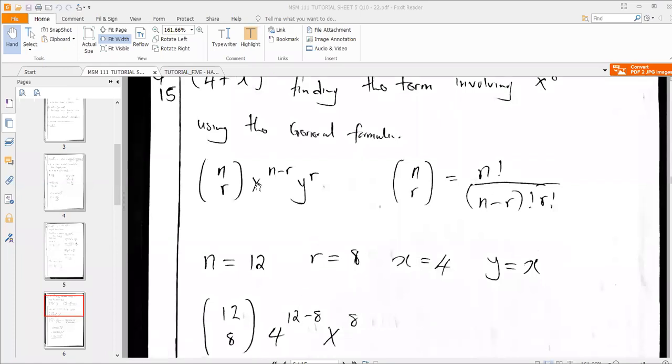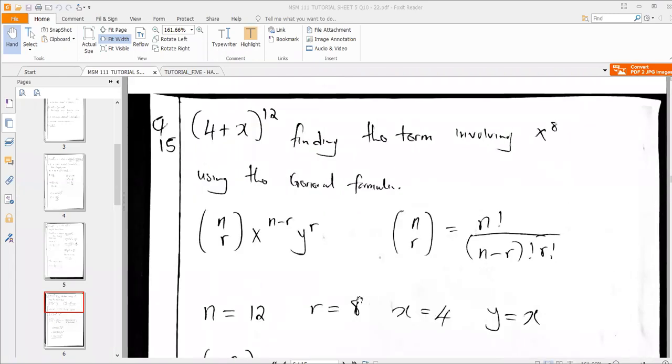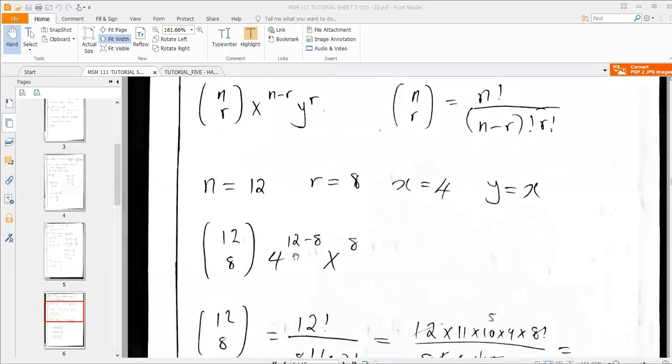You plug in this general formula there, you have 12 choose 8 times 4 to the power 12 minus 8, times x to the power 8, isn't it? Because here our y was x, then our r is 8, isn't it? So we're finding the term involving x to the power 8. So when you have this, the next job is just to do simple manipulations while you play around with this guy here.